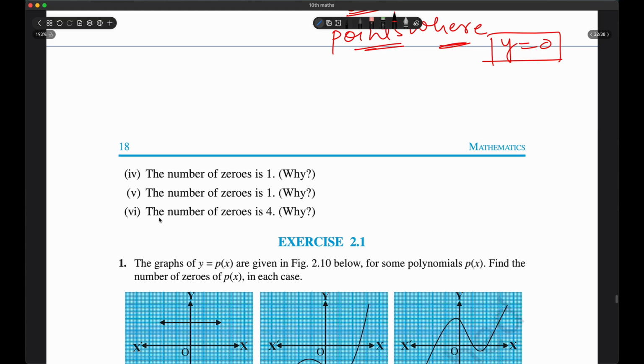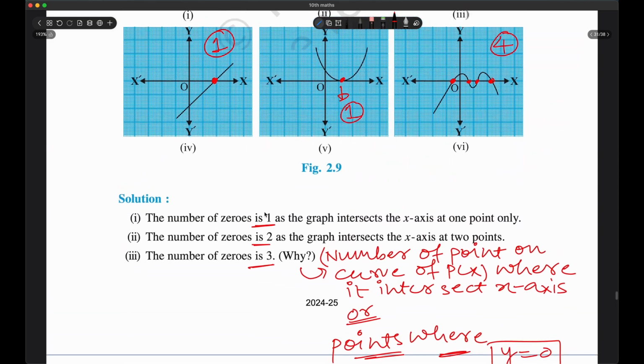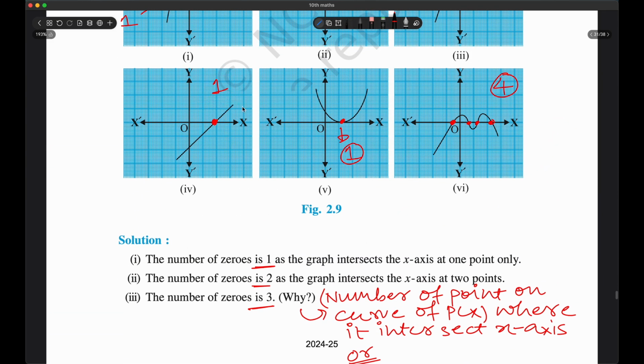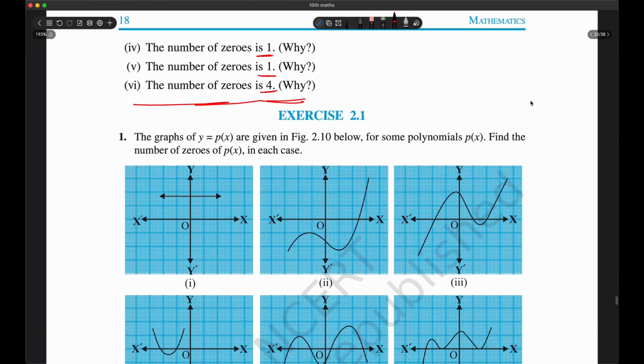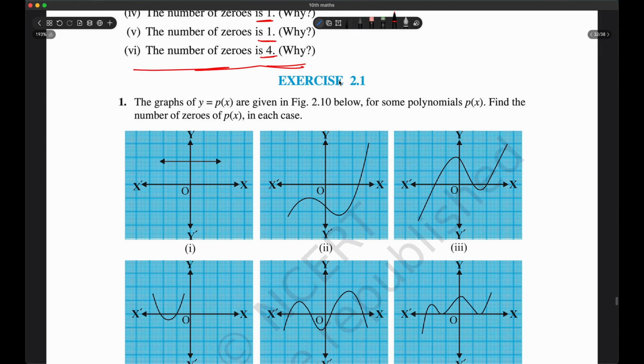We have seen all the solutions, that is for the fourth case 1, 1 and 4, that is, 1, 1 and 4 zeros of the polynomial. In the next lecture we will cover exercise 2.1. Thank you.